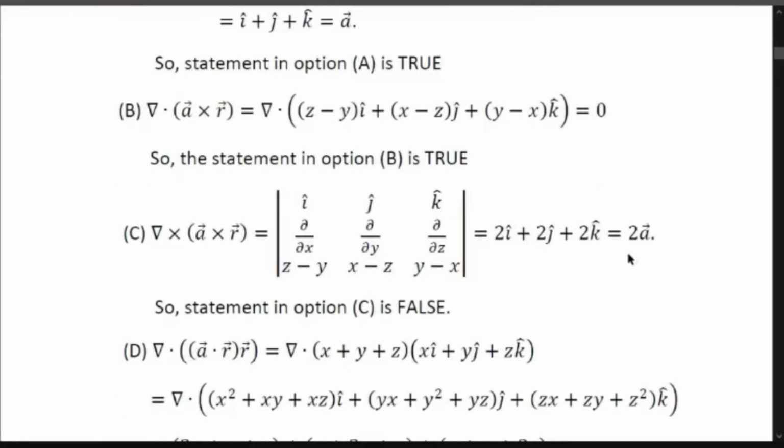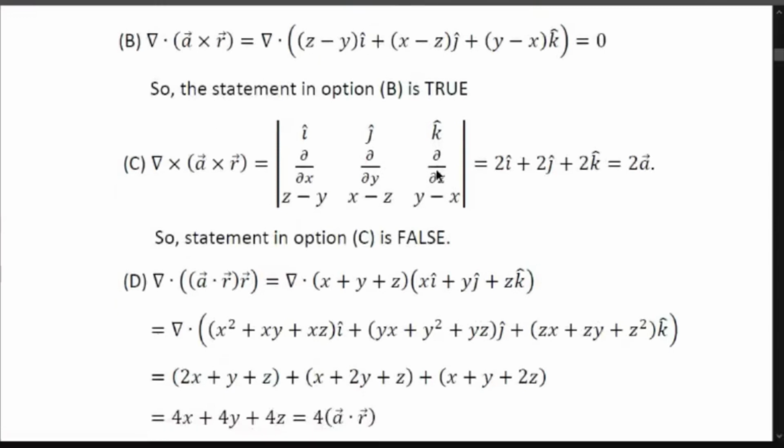Next, option B. Del dot A cross R. We have already found out z minus y times i plus x minus z times j plus y minus x times k, which will be dou by dou x of z minus y plus dou by dou y of x minus z plus dou by dou z of y minus x. So dou by dou x of z minus y is 0, dou by dou y of x minus z is 0, dou by dou z of y minus x is 0. So everything is 0. So you're getting 0. Yeah, it is a scalar. It's going to be 0. So the statement in option B is also true.